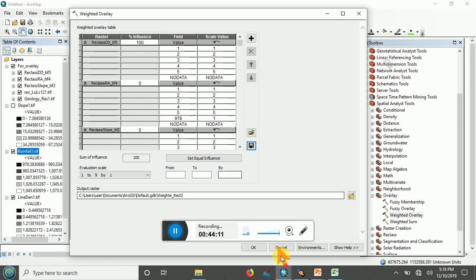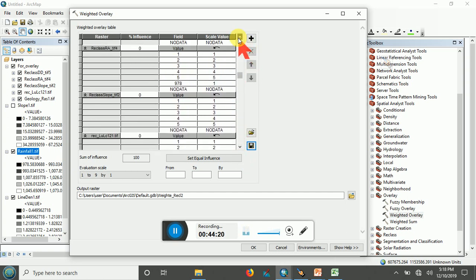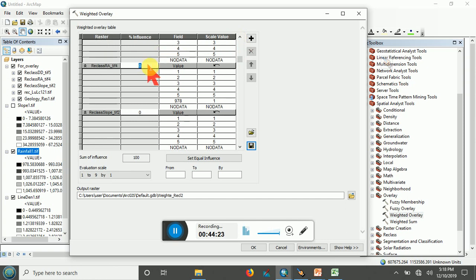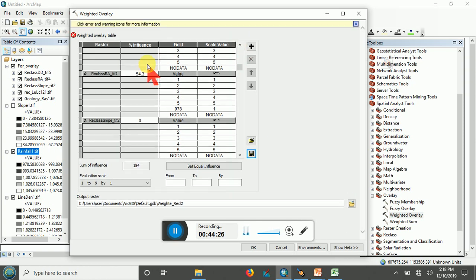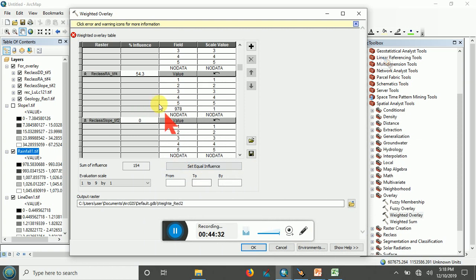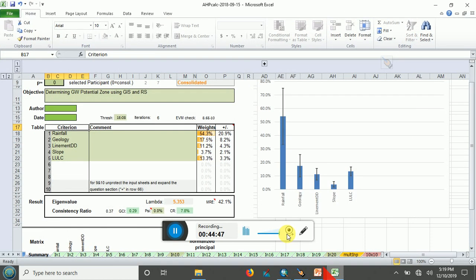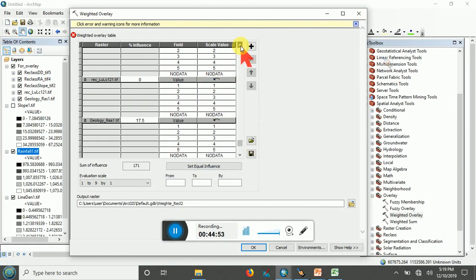So what you are going to do is just take these values and put them inside your overlay analysis. Rainfall is 54.3, so go to the rainfall layer, that means this one right here, 54.3. And again you have geology, which is 17.5%, so please find the geology layer and give it 17.5%. And do the same for the other thematic layers.